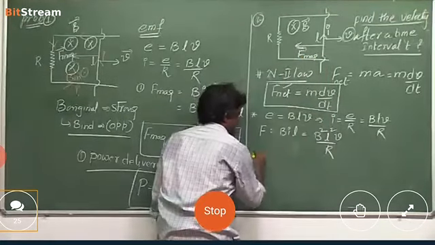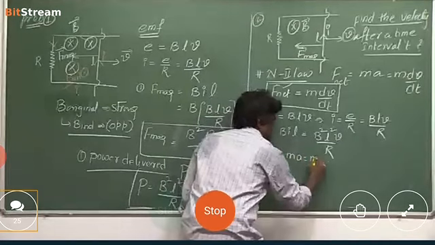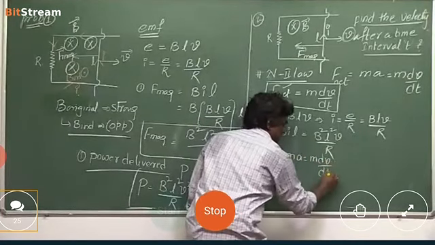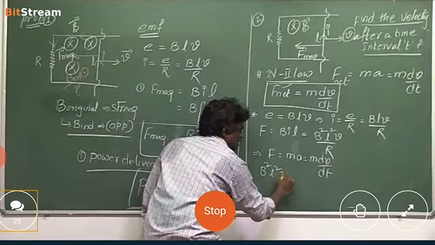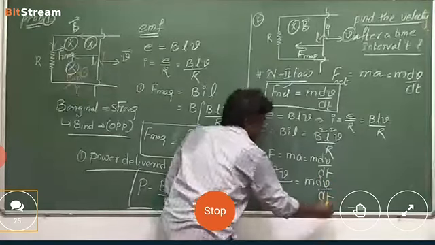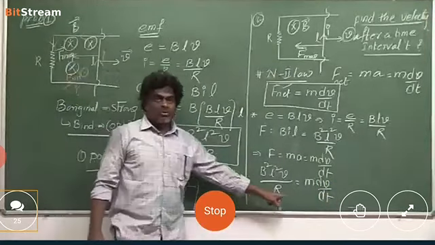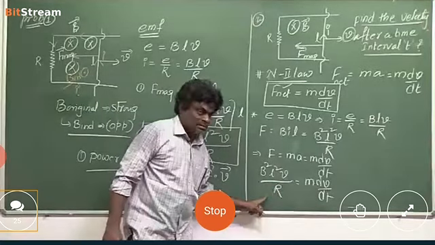There is only one force, that's why I hope you understand now. ma is nothing but m dV by dt. Can you please tell me what is that single force? B squared L squared V by R is equal to m dV by dt. I hope you know how to solve a first order differential equation. Bring this m this side.